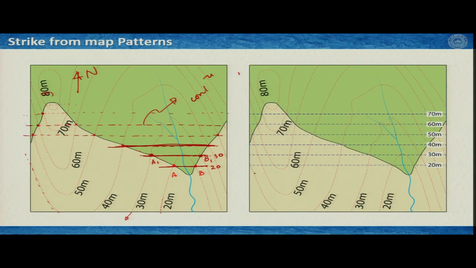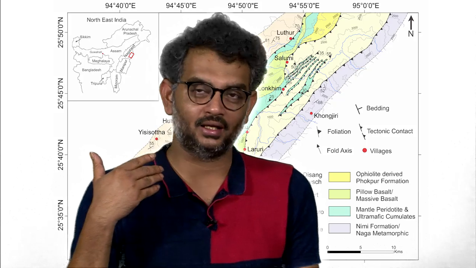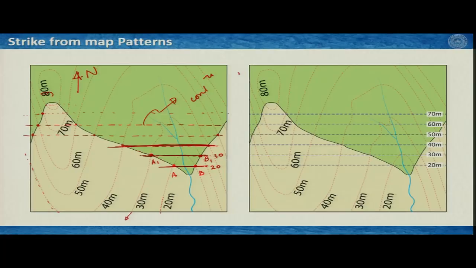So you can construct a series of structural contours, and structural contours are essentially different from topographic contours, unless there is a specific condition. For example, if the bed is horizontal, then the structural contour should be exactly similar to your topographic contour.